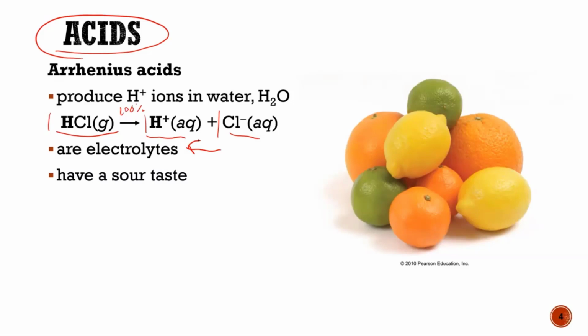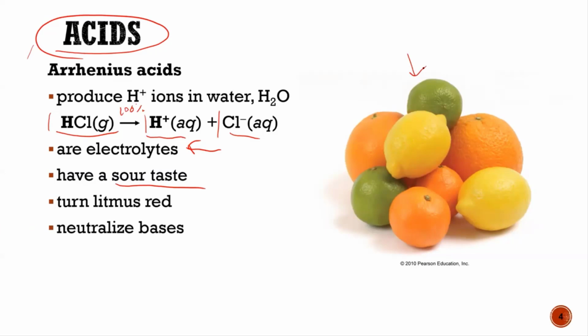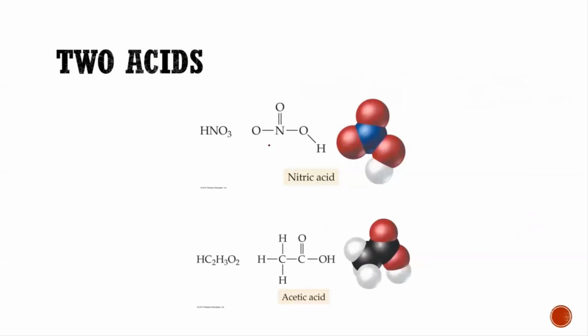The other thing that you want to know about acids is they have a sour taste. So citric acid is an example of an acid found in citrus. If you had litmus paper, they would turn the litmus red. They also neutralize bases. So these are things: turning litmus, we've worked with litmus paper, we've done neutralization reactions, and we've talked about the dissociation of acids and electrolytes. So here are 2 examples.